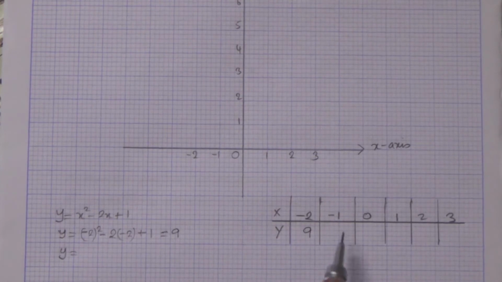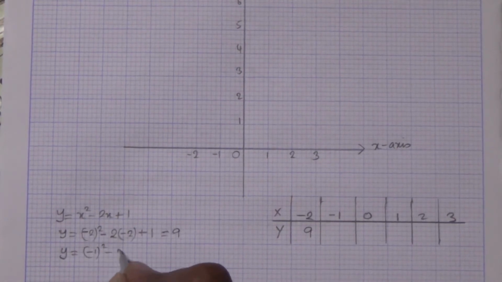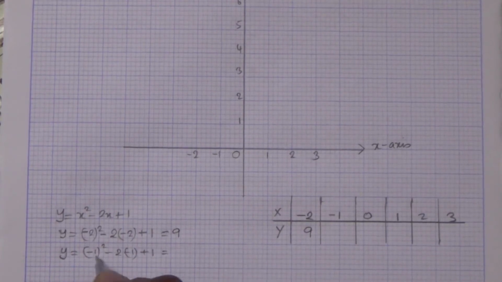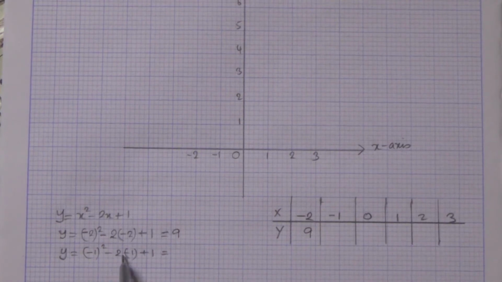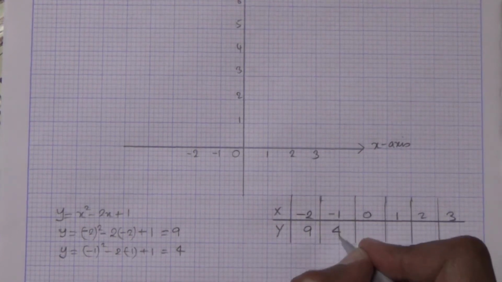Similarly, you're going to do for minus 1, so that's going to be minus 1 to the square, minus 2 times minus 1 plus 1. So minus 1 to the square is 1, minus becomes plus, 1 times 2 is 2, 1 plus 2 is 3, 3 plus 1 is 4. So you got this as 4.